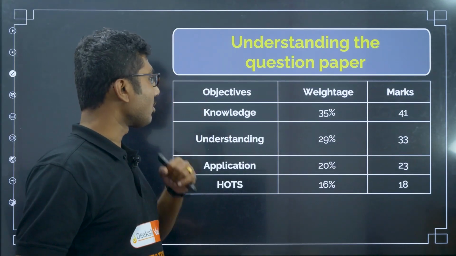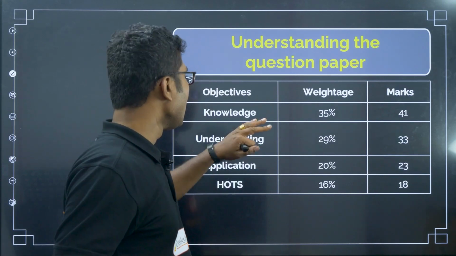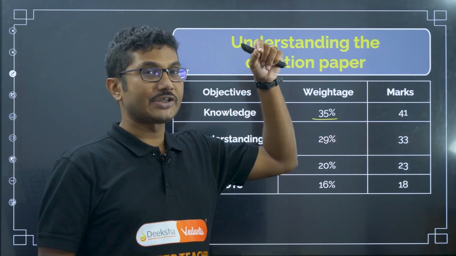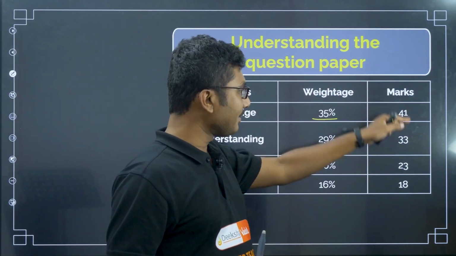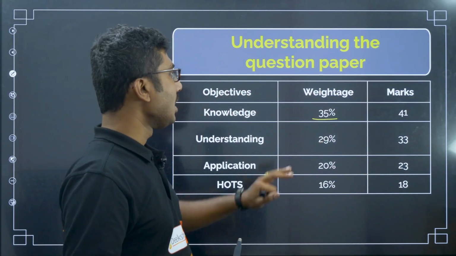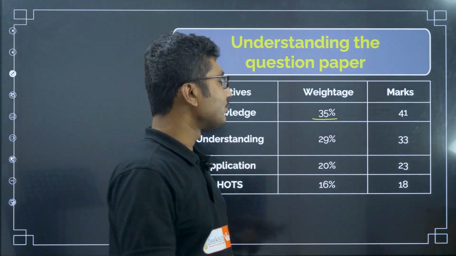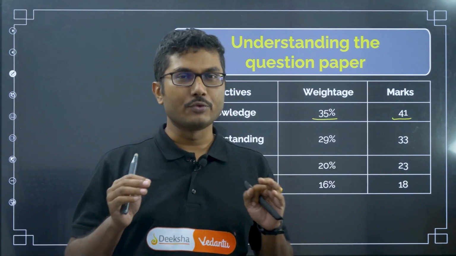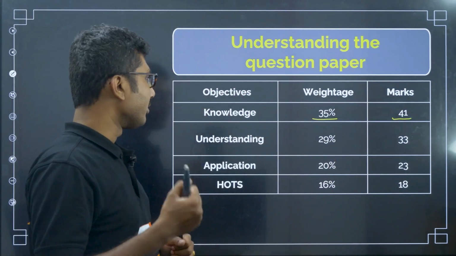Memory based questions are called knowledge questions, so you can easily remember them and answer them. Knowledge based questions are 35% of the total question paper, including the extra questions. If you add them, the total will be more than 70 marks. So the weightage of this part is 35%, and 41 marks is coming. If you study the books completely and remember everything, then 41 marks should be in your grasp.